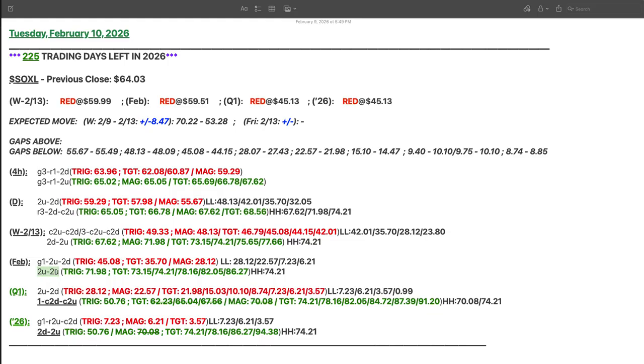And then if we do continue to the upside, breaking above 71.98, that just triggers this 2 up, 2 up continuation. And we've got extended targets out here, no magnitudes on continuation patterns. And again, that 74.21 is the all-time high.